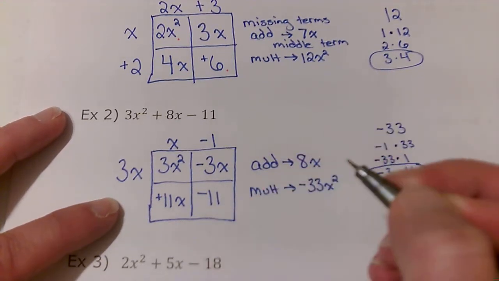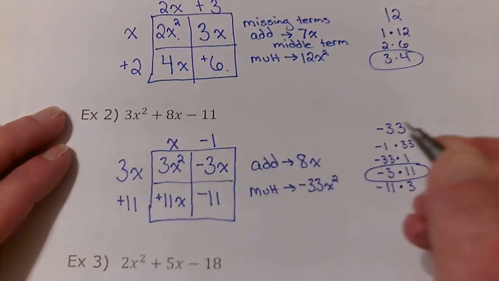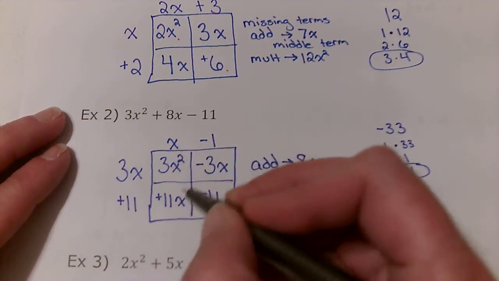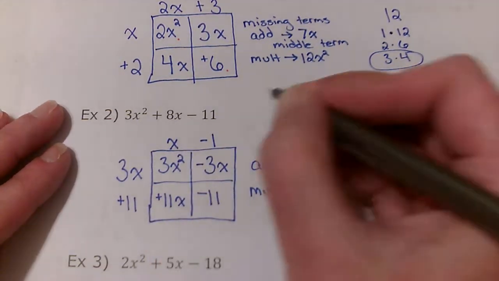What do they have in common? Well, they have an 11 in common. 11 times x is 11x. 11 times negative 1 is negative 11.